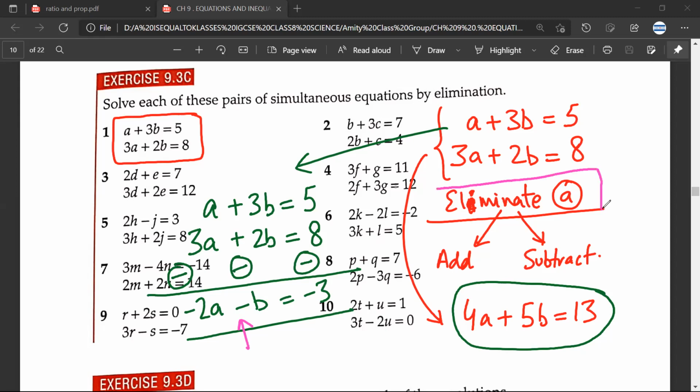So we have to eliminate A. Now we have to multiply the full equation by 3. Which equation? The upper one. The upper one.